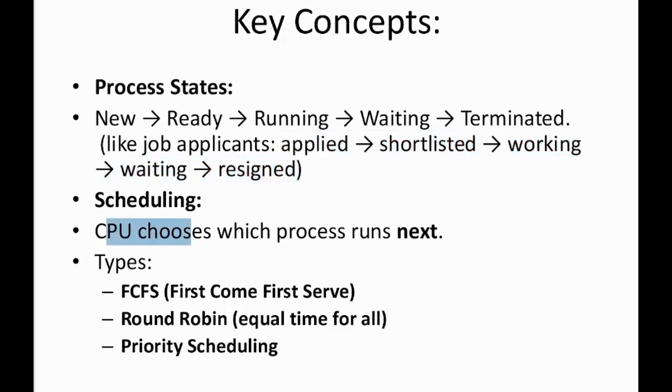Scheduling: the CPU chooses which process runs next. There are different types of scheduling, like FCFS (first come first serve), round robin (equal time for all), and priority scheduling. So these are the types of scheduling, in which the CPU decides which process runs next.